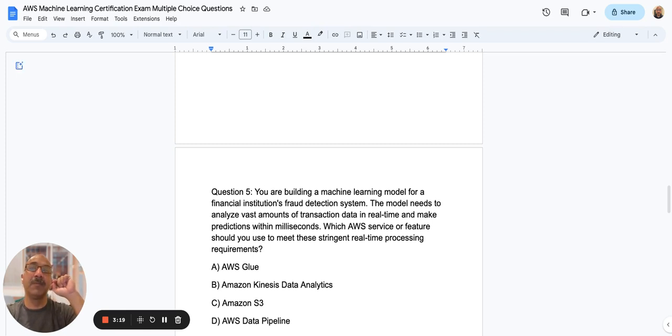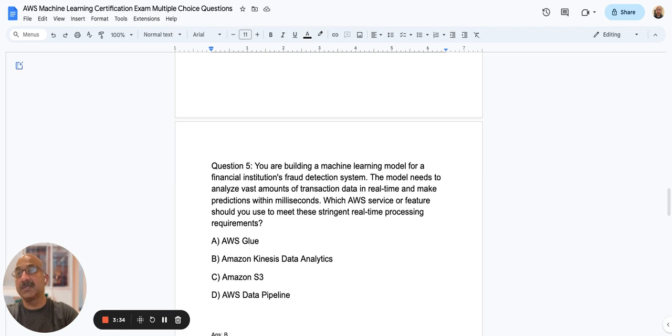Kinesis, on the other hand, is supposed to be for streaming. That's this whole idea. So if you're doing data analytics with Kinesis, that means you're doing it in real time. That's why the answer here is B, Kinesis Data Analytics.